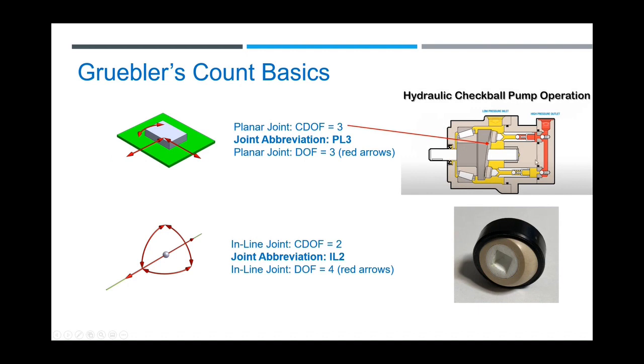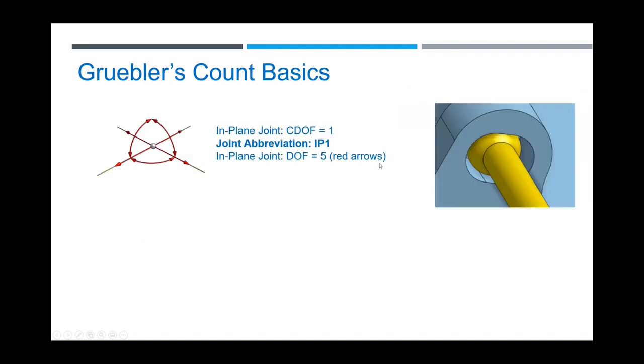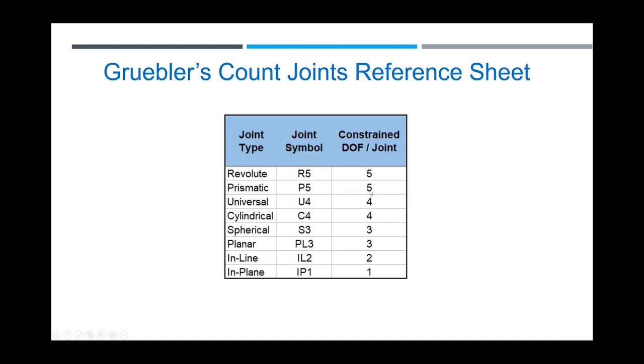A planar joint, I was trying to find one in reality. There's a pump that rotates this plate, and that's a sliding plane-to-plane surface. And this is an inline, basically a ball joint with a square peg going through it. So that's an inline joint. And then of course we have an in-plane joint, which is similar to a ball inside a slide that keeps it from going up and down. And these are basically the joint symbols that I'll be sharing with you guys. So there's revolute, and so these are the constraint degrees of freedom.